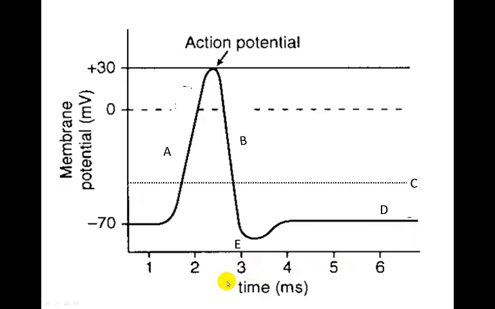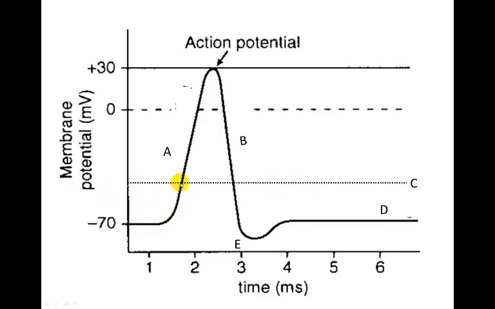And a reminder of the action potential. At rest, the inside of the neuron is very negative, minus 70 millivolts, and that's because negatively charged anions are stuck inside the neuron, inside the membrane. And what letter C is here is the threshold, about minus 50 millivolts.